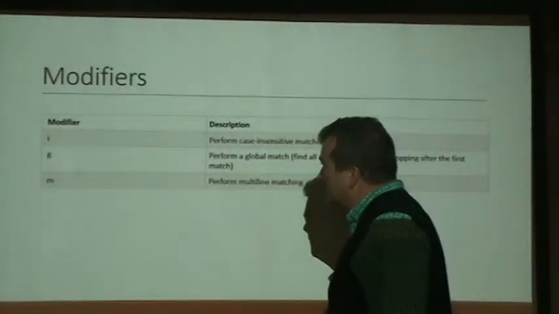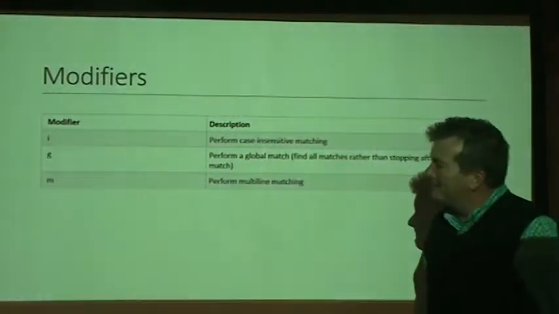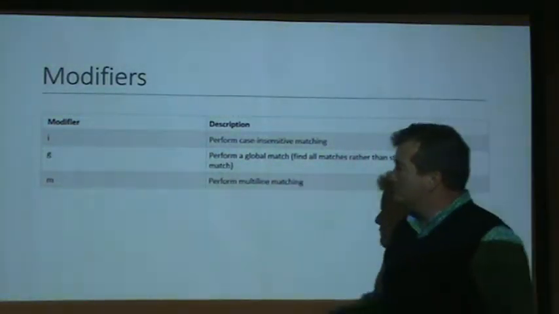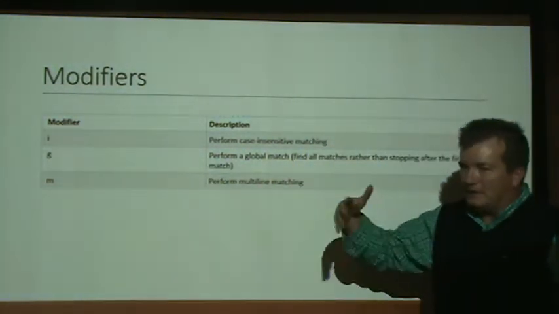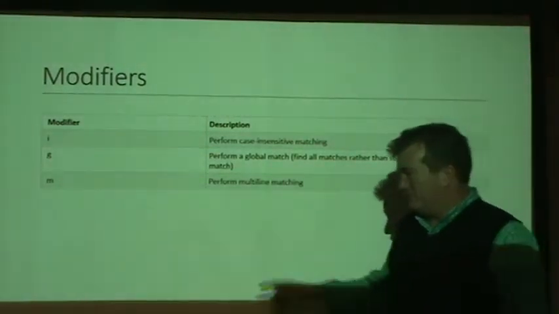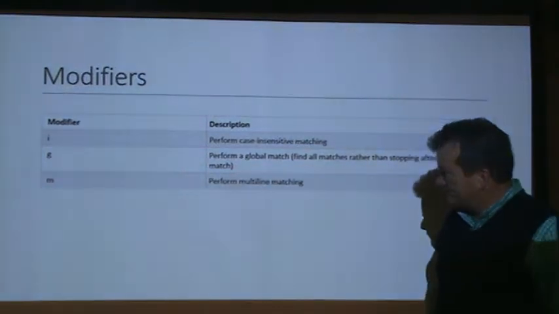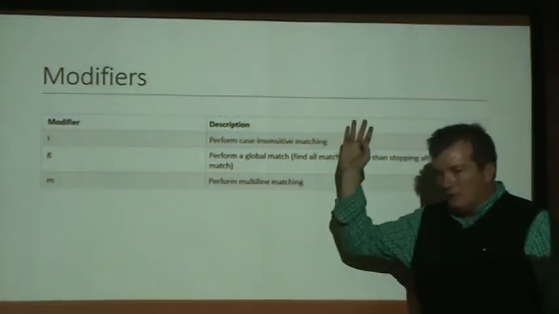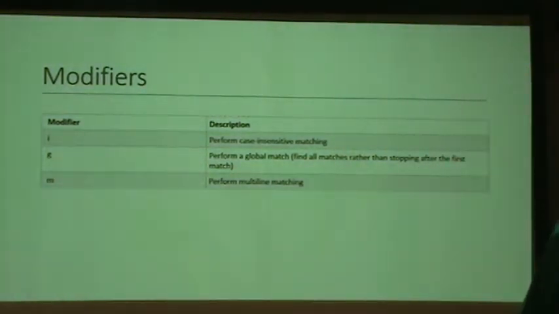So I could do find and replace. Okay, this is again more like cheat sheet stuff, but a small i means don't worry about case, find me matches, but don't stop because of case. A g would be a global match, and an m you could put at the end of a regular expression to say look for it on multiple lines.